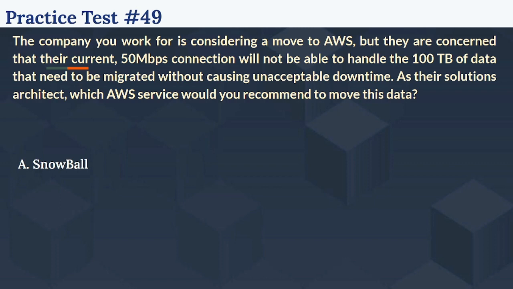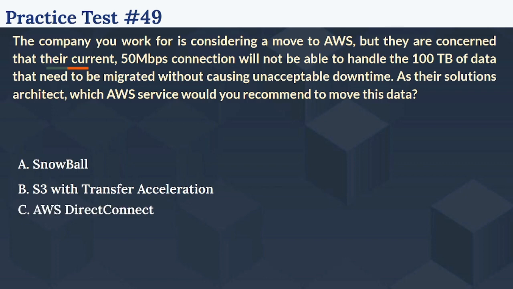So the options are: Option A, Snowball. Option B, S3 with transfer acceleration. Option C, AWS Direct Connect. Option D, AWS Storage Gateway. Please select your answer in the next 5 seconds.